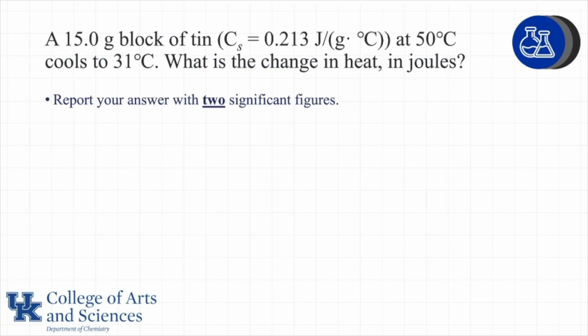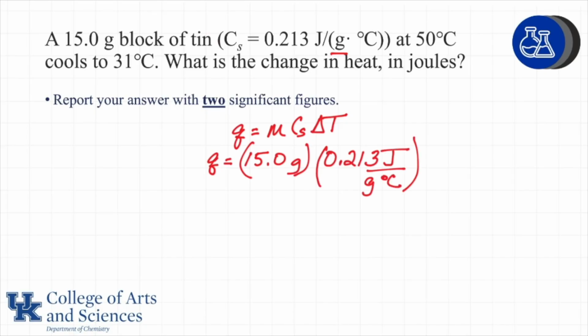Let's look at another example. A 15 gram, see the unit gram in there, block of tin with a specific heat of 0.213 joules per gram degree Celsius at 50 degrees Celsius cools to 31 degrees Celsius. What is the change in heat in joules? Notice that we have grams in our specific heat and we're given the mass of the substance in grams. And that lets us know we're going to use the equation Q equals m Cs delta T. We're trying to find the value of Q, and we know the mass is 15 grams. Our specific heat is 0.213.